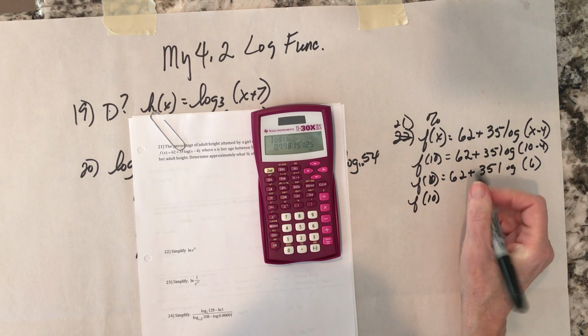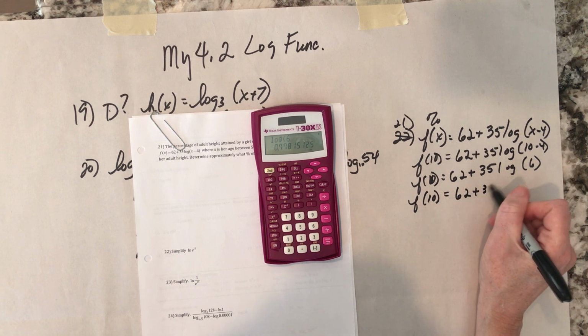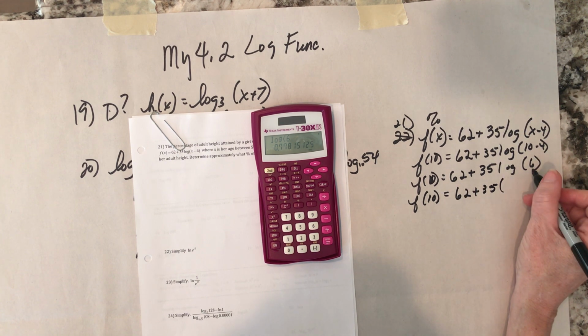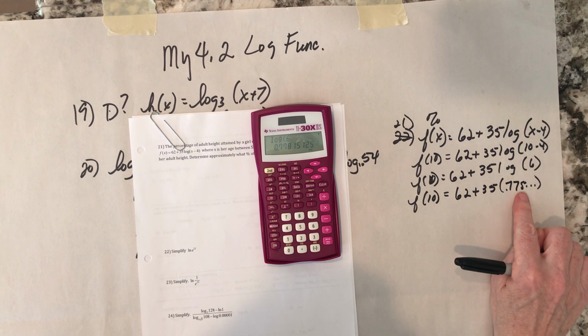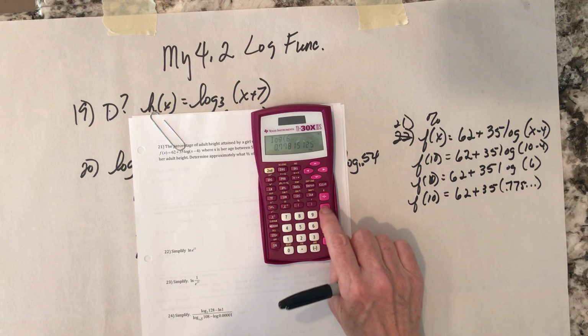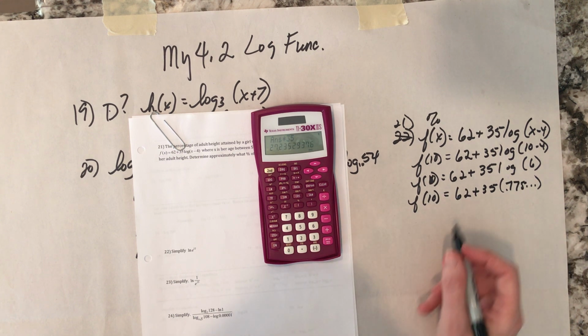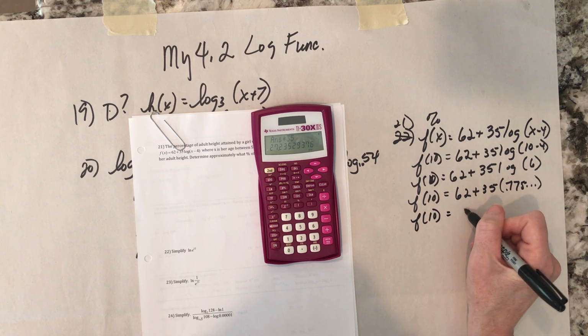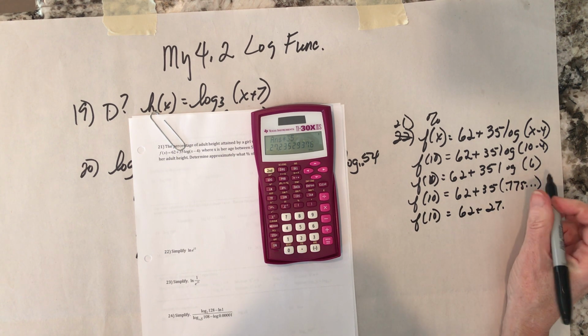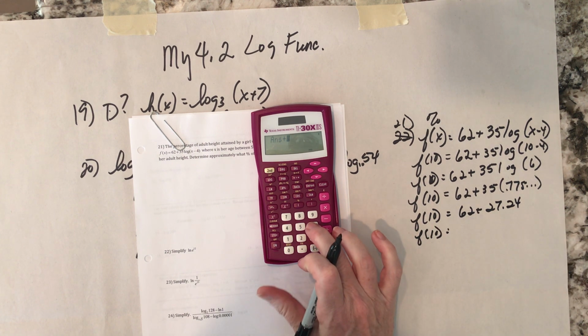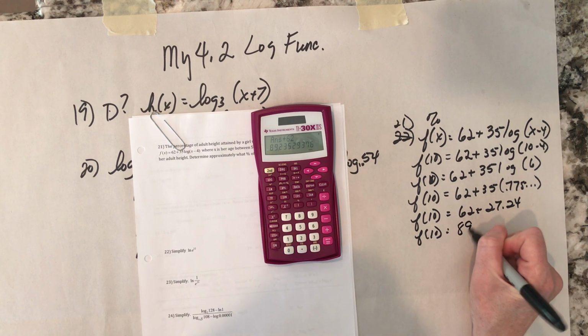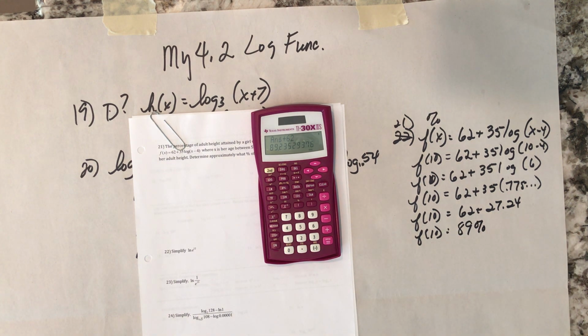So f of 10, we've got this 10-year-old girl, and we're trying to figure out what percentage of her height she has reached. Log of 10 we just found to be 0.778 and some change. So let's multiply that times 35. F of 10 equals 62 plus 27.24. We add these together and we get 89%. So at age 10, she has reached 89% of her adult growth. Most of the way at age 10.